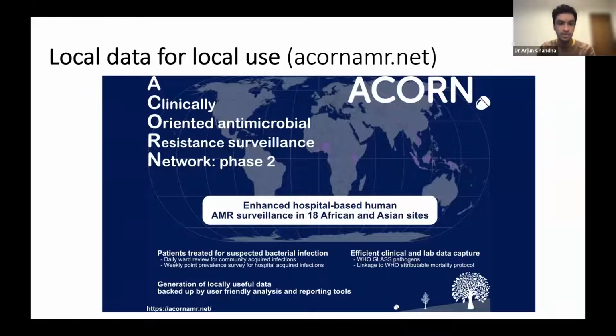And for anyone who's interested, you could just type in this web address, acornamr.net. It's a really nice example of an open source project that's going on using routinely collected clinical data and routinely collected LIMS data, integrating the two and generating locally useful data that hospitals can use to develop treatment guidelines, as well as bringing all that data together from across Asia and Africa to look at the global picture. But I think the local use of the data is the important thing here.